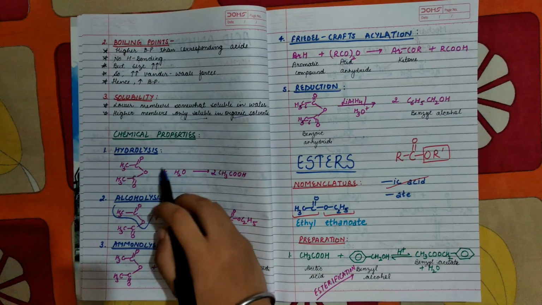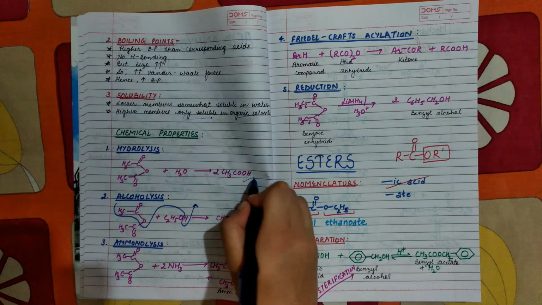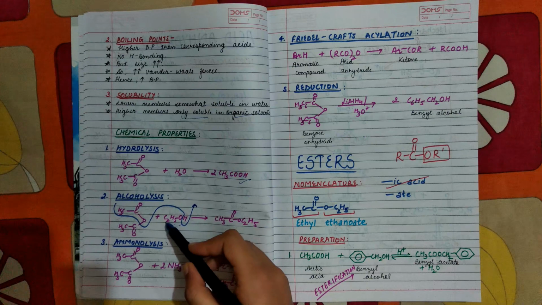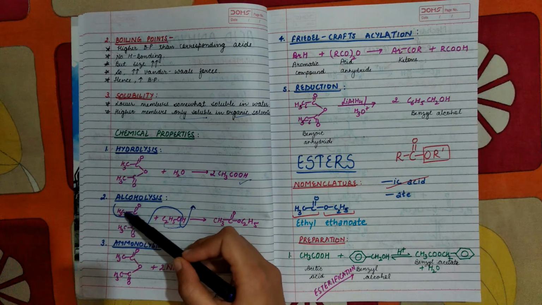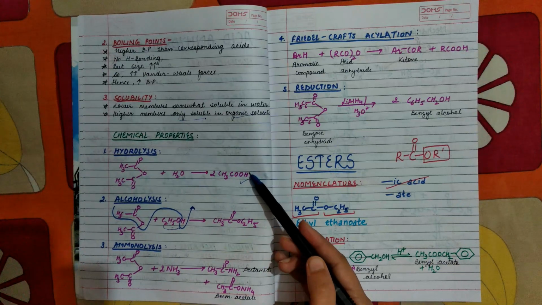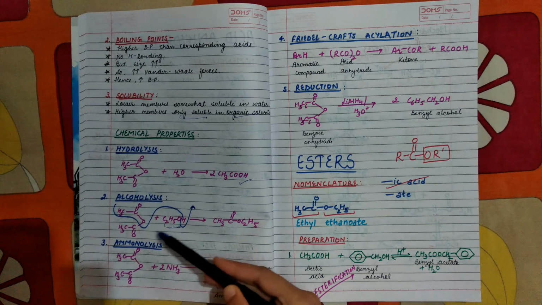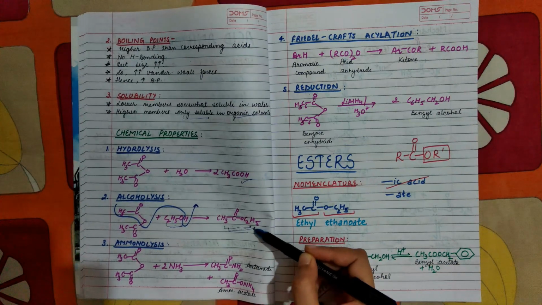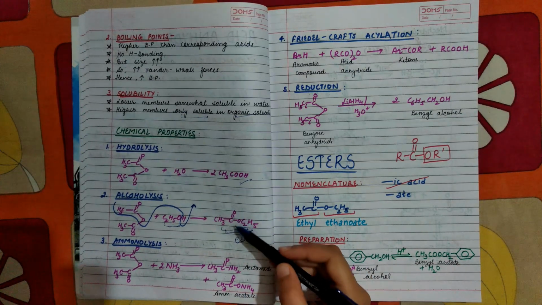Then we have chemical properties. First is hydrolysis. When anhydride is treated with water, it just forms carboxylic acid simply. Alcoholysis, when treated with alcohol, let us say ethanol, it takes out H plus from here and CH3COO negative from here to form acid plus CH3CO, C2H5. This is another ester formed. This is an ester, CH3COO, C2H5.